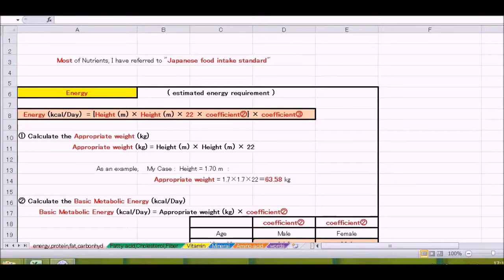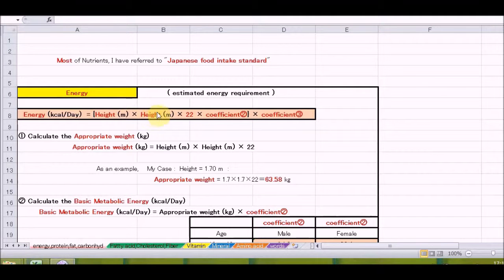Well, most nutrients I have referred to Japanese food intake standard. Well, energy, estimated energy requirements can be calculated by this equation.